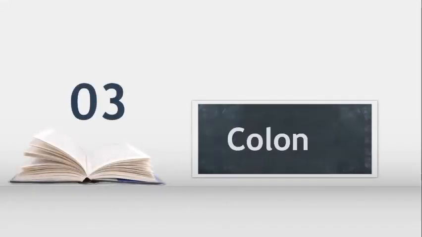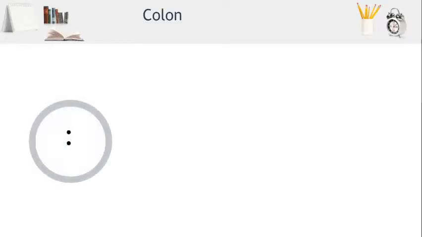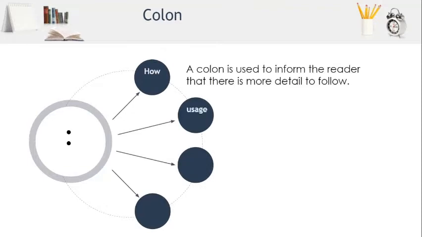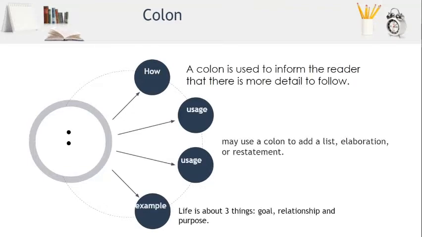And the third one is a colon. When will you use a colon? So a colon is like that icon there, if you can see there. How are you going to use a colon? A colon is used to inform the reader that there is more detail to follow. Okay, so if you can see here, a colon is used to add a list, elaboration, or restatement. For example, life is about three things: goals, relationships, and purpose. So if you can see there, there is a space after the colon. You see there, it's a list: goals, relationships, and purpose.